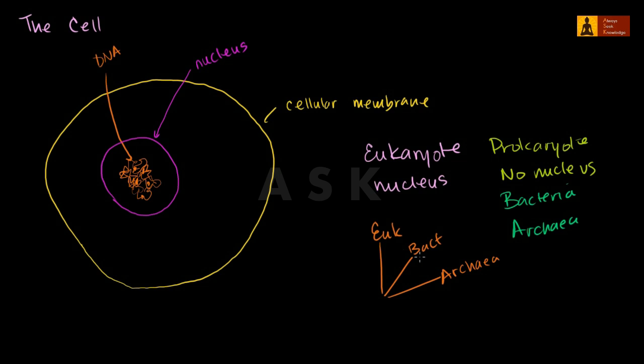We'll talk more about this in future videos. But if you want to say who has a nucleus, well, eukaryotes have a nucleus by definition. Who does not have a nucleus? Well, the bacteria and the archaea do not have nuclei, just like that. But I'm going to focus on eukaryotes because they tend to be a little bit more complex.